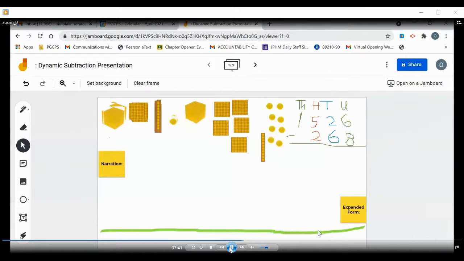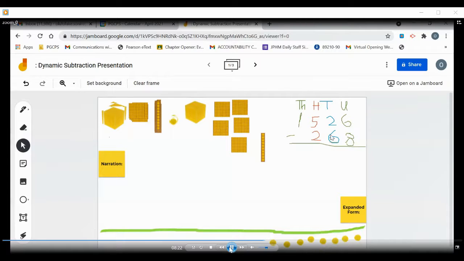Bring them down under my green equal to line. 1 unit, 2 units, 3 units, 4 units, 5 units, 6 units, 7 units, 8 units. The difference after I took away 8 units from all the units I have is 8 units. I have 8 units left.